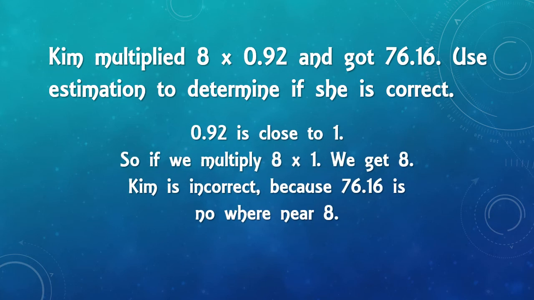92 hundredths is close to 1. So if we multiply 8 times 1, we get 8. Kim is incorrect because 76 and 16 hundredths is nowhere near 8.